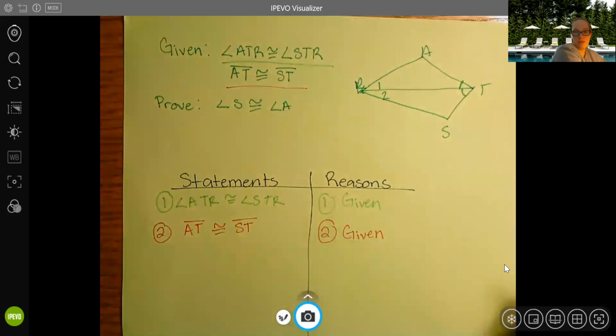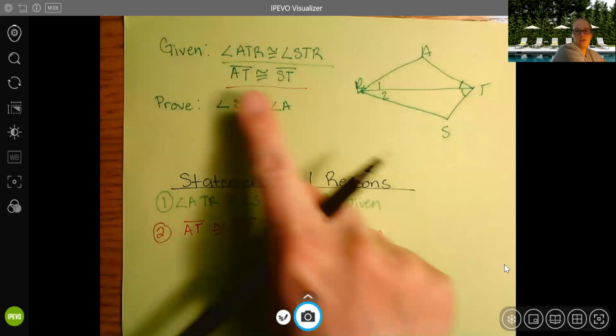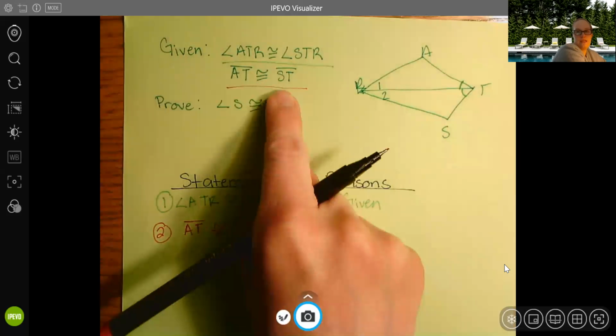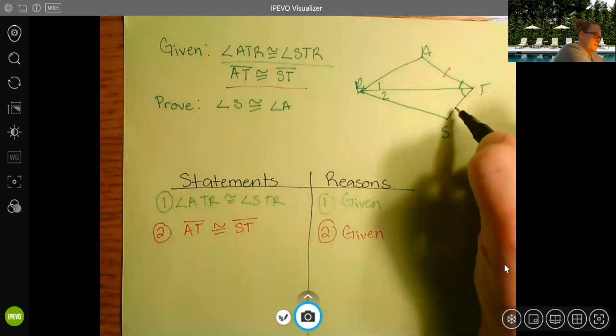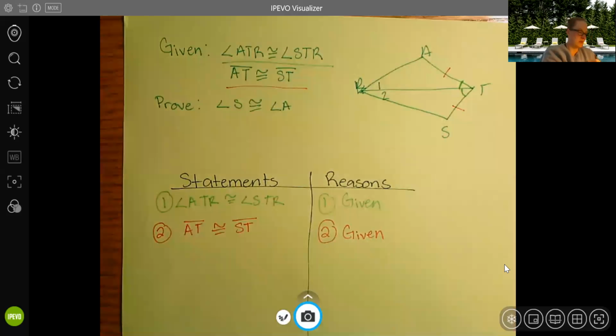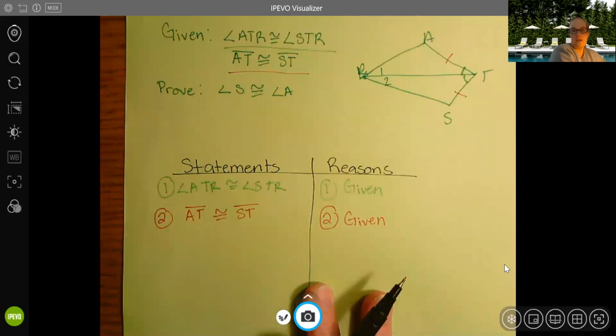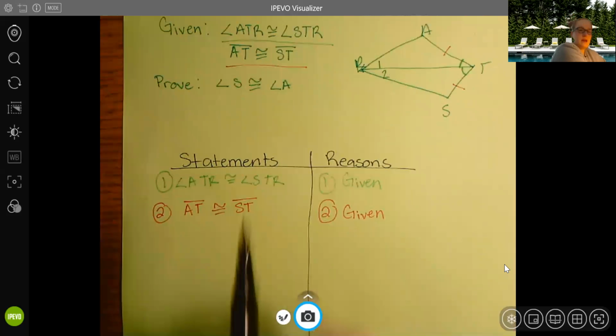And then I can mark this in my picture. AT is congruent to ST. So AT is congruent to ST. So I only have 2 congruent for that one. And then I'm going to leave some space just to practice setting up my proof. And I'm going to write my prove.